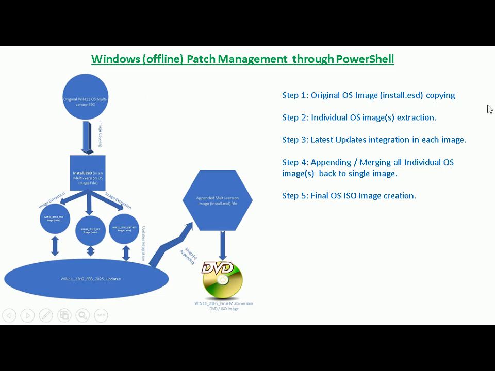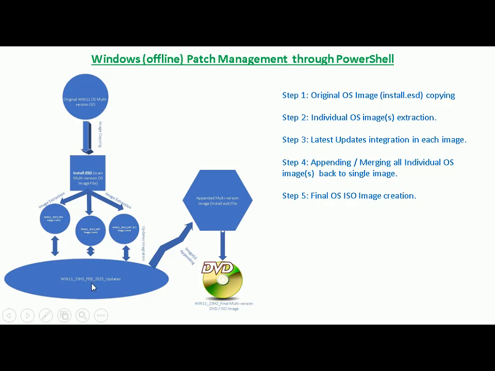I'm again explaining one more time. The first will be our original Windows 11 multi-version ISO. I will be mapping it and copying the install.esd file. That is our first step. So you can see over here the image copying process is there. Once that install.esd is obtained, it will have multiple versions of the operating system, let's say 15 or 16 images in a single ESD file. So I will be extracting 3 images out of it. What are the 3 images? Windows 11 Pro, Windows 11 Enterprise, and Windows 11 Enterprise IoT. Right? 3 images have been extracted from the main ESD.